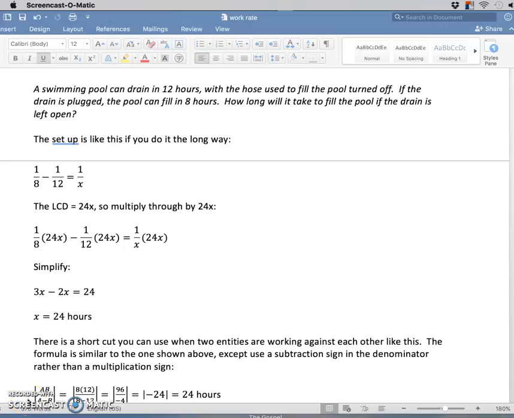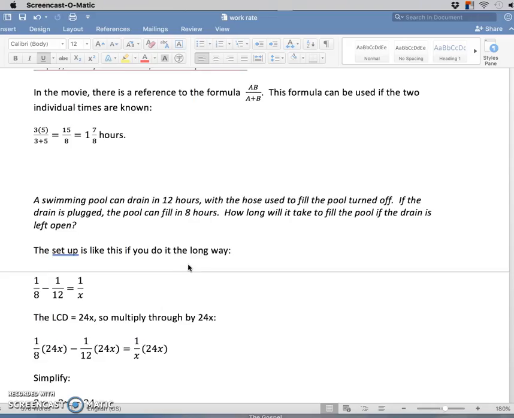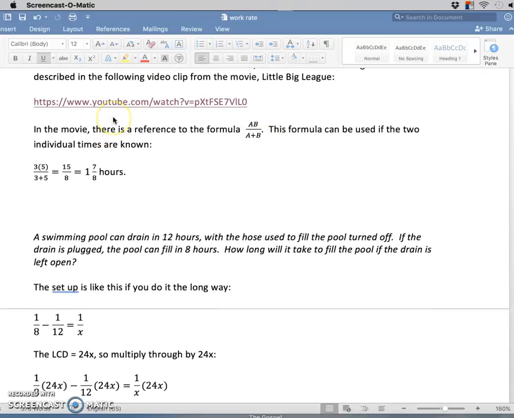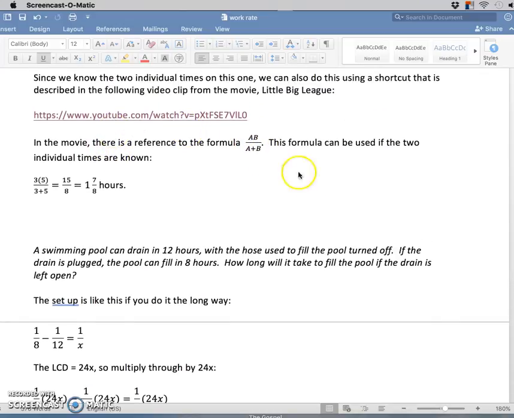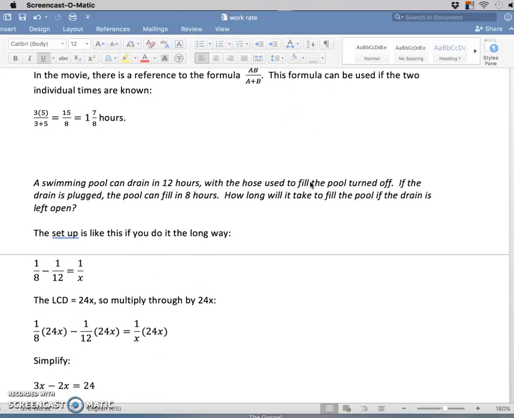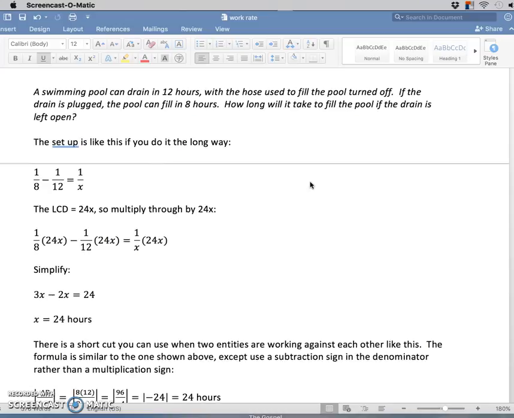Hi everyone, this is part two of work rate problems, a little video series I'm putting together here. If you watched my part one, I showed you a shortcut that you can use. It was the a times b over a plus b that you can get from the movie Little Big League. They talk about it in there. Does it always work? No, it doesn't. But there are variations of it that can work. So let's take a look at one variation.